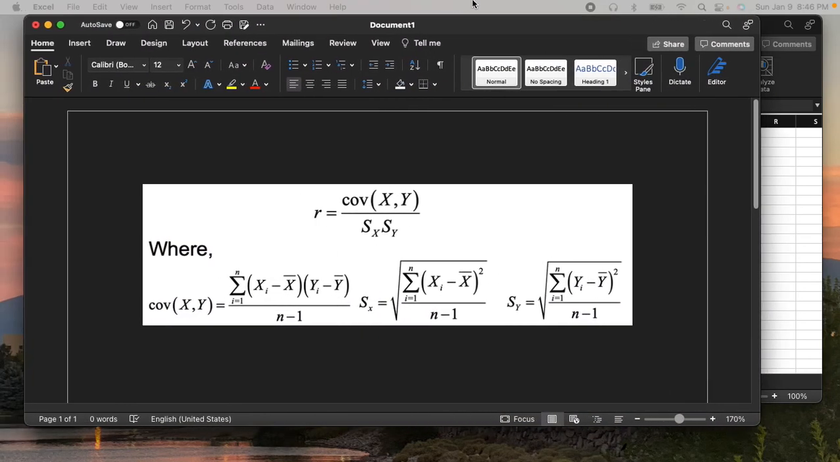So looking back at my formula, the first thing I need to do is find the covariance, which is this formula here, right? So it's going to be the sum of x minus x bar times y minus y bar. And because this is sample data, we're going to use n minus 1. If it was the entire population, we would just use n.